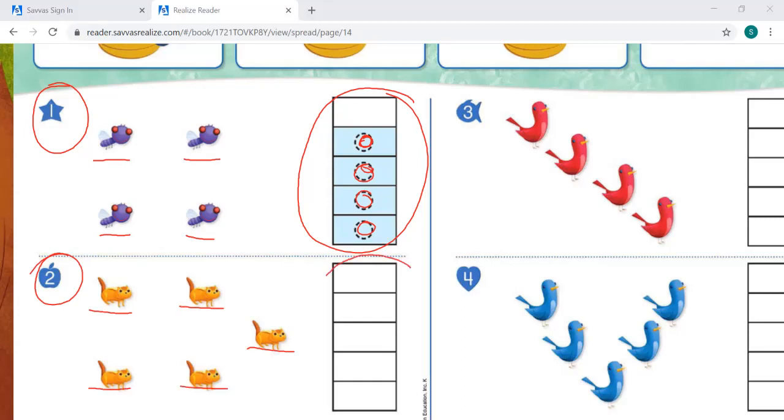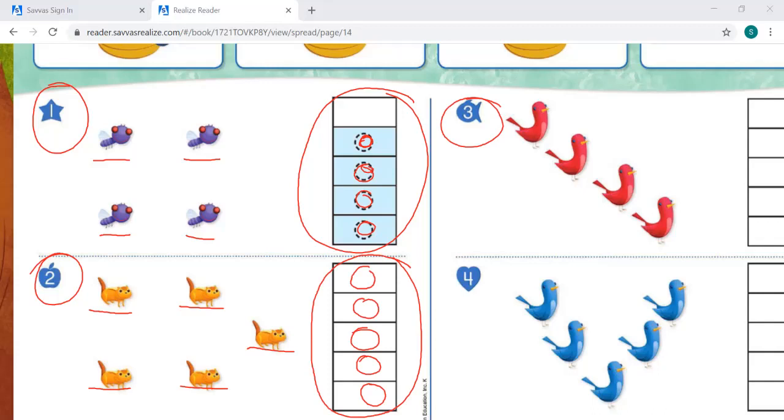So what are we going to do here? How many counters are we going to draw in the rectangles? 5. Because each counter will represent 1 cat. 1, 2, 3, 4, 5. Good job. All right, let's look at number 3.